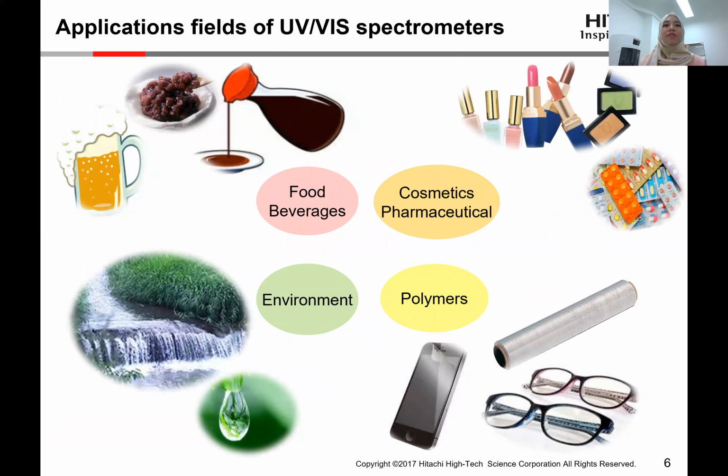For applications of UV spectrophotometers, we can work in a lot of areas such as food, beverages, cosmetics, pharmaceutical, the environment, and also polymers.